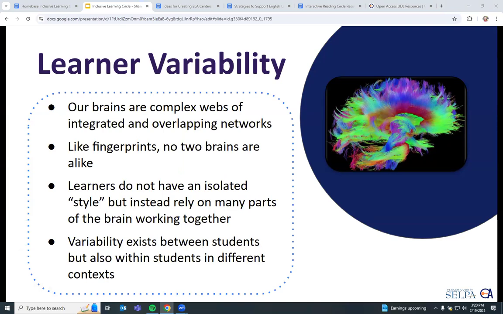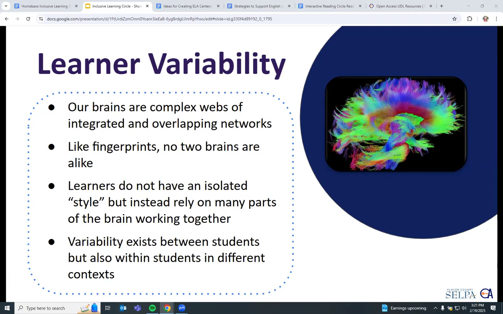So on the screen, you'll see an image of brain activity that is occurring within the brain. Modern neuroscience views the brain as a complex web of integrated and overlapping networks. How many of you have ever seen those images of brains where one side of the brain is being utilized, so it's lit up, and then the other side is not? This theory has totally been debunked, but that's most likely how all of us grew up thinking our brains worked, right? We were using one side at a time. That has totally been debunked.